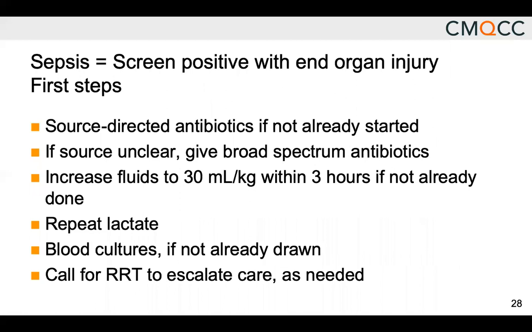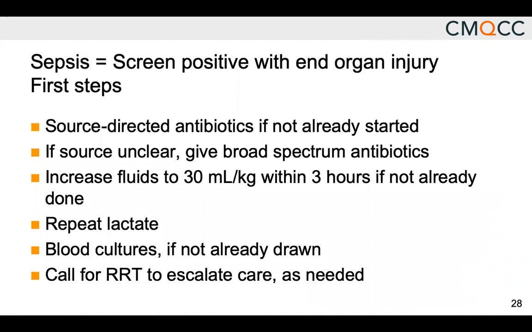So a diagnosis of sepsis is actually sepsis screen positive with end organ injury. And this is the recommended treatment per the Surviving Sepsis guidelines: we want to begin source-directed antibiotics if they're not already started. And if your source is unclear, you want to go to broad spectrum antibiotics that can be achieved by 1 or 2 antibiotics that cover the gram-positive, gram-negative, and anaerobes.